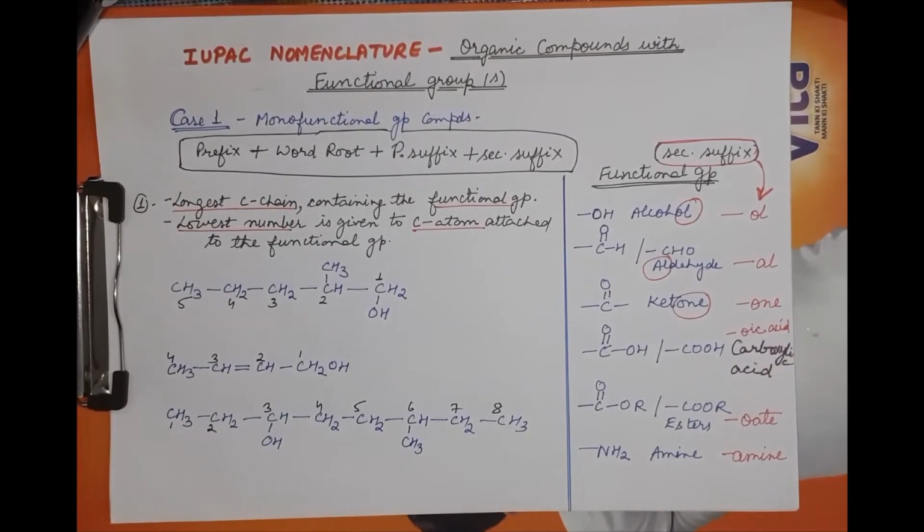So in my earlier videos I have covered the IUPAC nomenclature for organic compounds without any functional group. In continuation with that, today I will be covering the IUPAC nomenclature of organic compounds with a functional group. So, the first case is compounds having one functional group, meaning monofunctional group compounds.